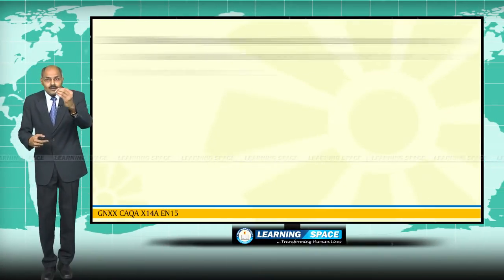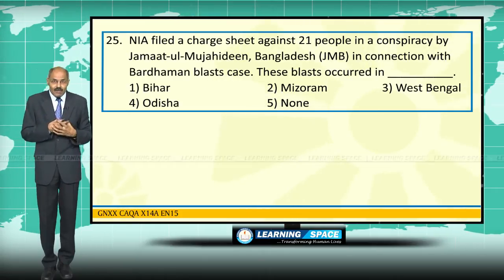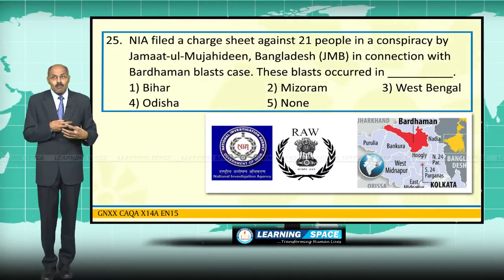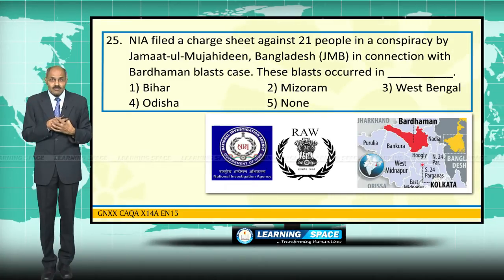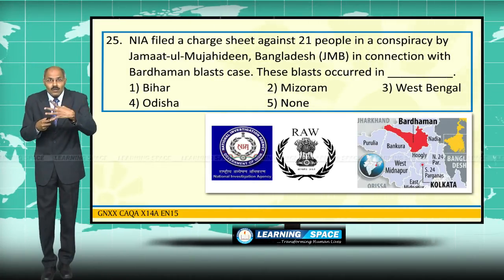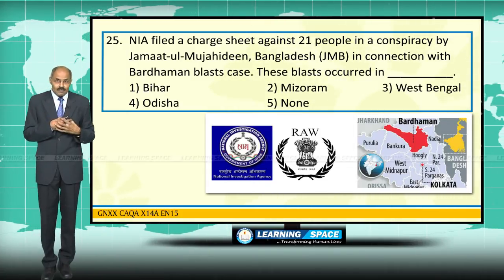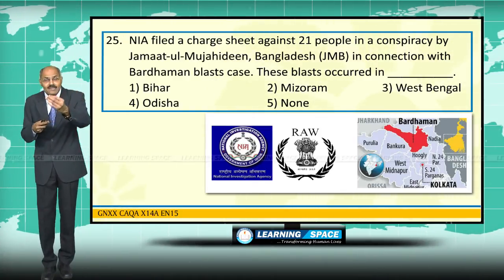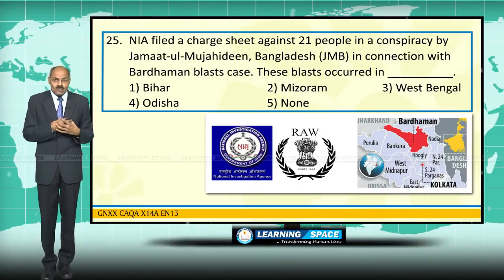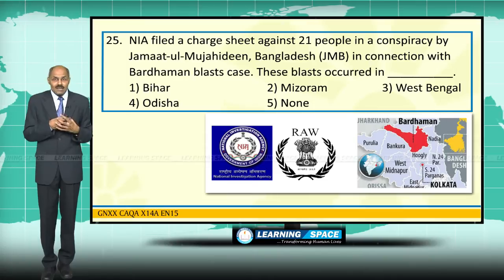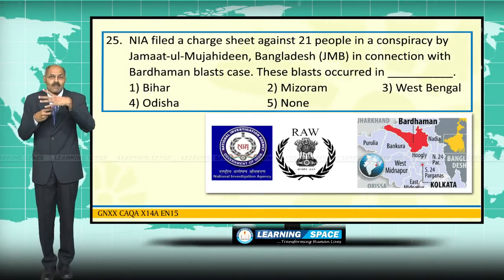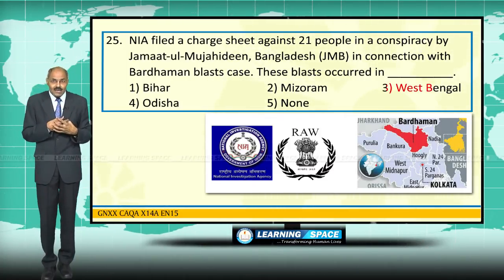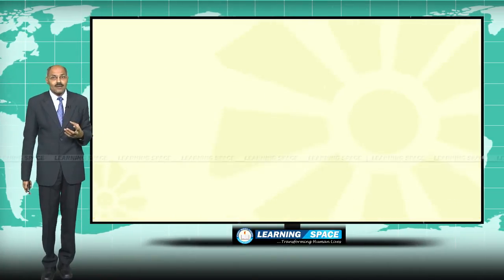Look into the next one. National Investigation Agency, NIA, filed a charge sheet against 21 people in a conspiracy by Jamaatul Mujahideen, Bangladesh. This Jamaatul Mujahideen is a Bangladesh group. Recently, Bardhaman blasts occurred. Bardhaman is a place in West Bengal. In connection with Bardhaman blast, recently, National Investigation Agency filed a charge sheet against 21 people in a conspiracy by Jamaatul Mujahideen, and these Bardhaman blasts occurred in West Bengal. Right?